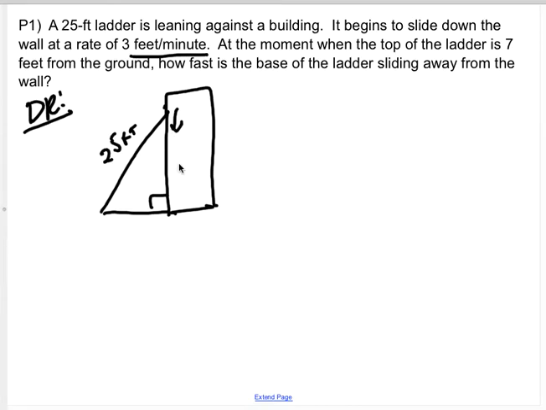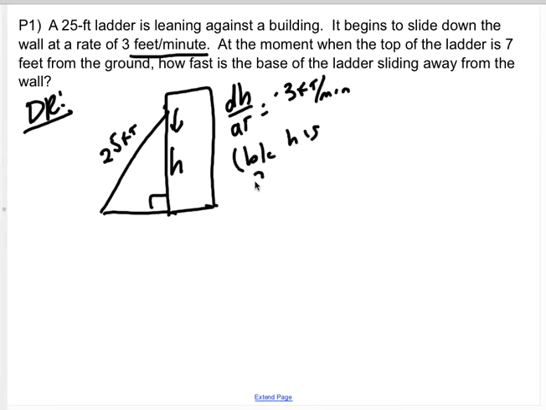So I'm going to give this a measurement, right? I could call it y the way I did last time. I could call it h for height. I really don't care, right? I'm going to call it h for height this time. So what that's telling me is that dh/dt is negative 3 feet per minute. Why is it negative? Because h is getting shorter, right? h is the measurement from the ground up to the top of the ladder. h is getting smaller, so the rate of change is negative.